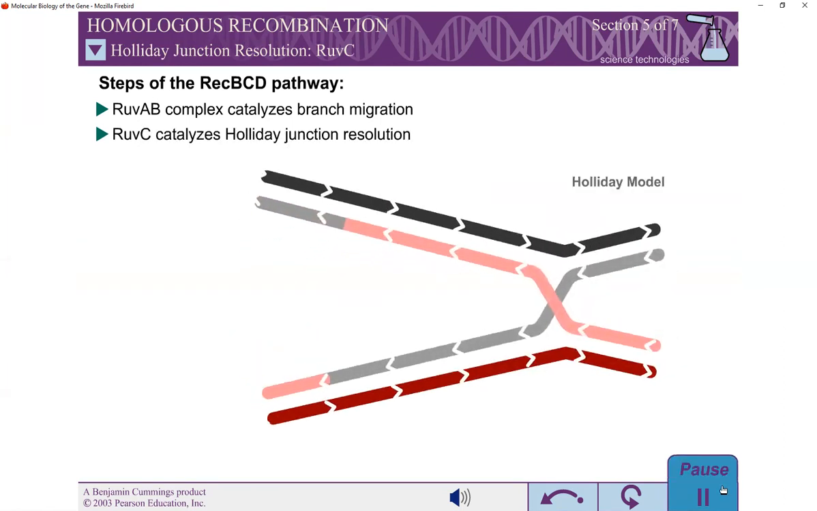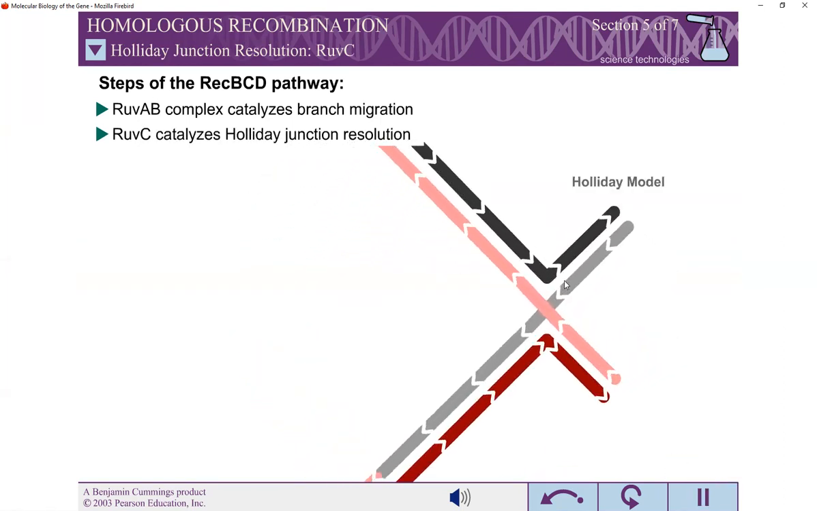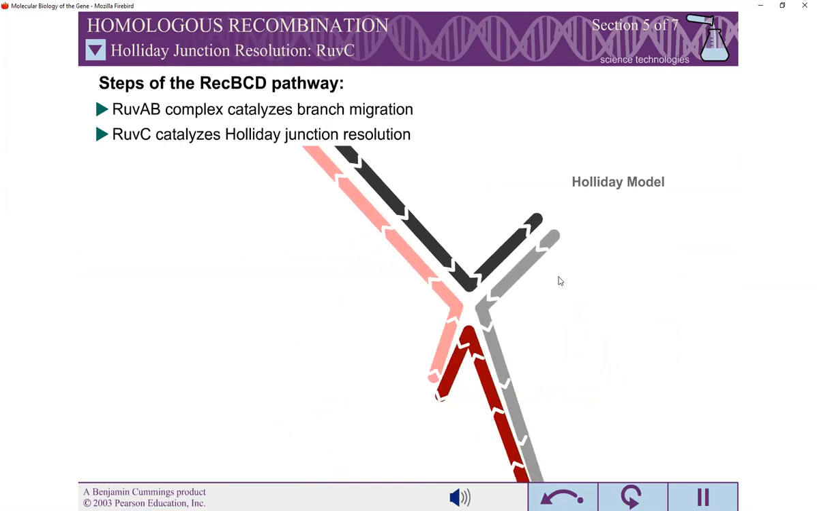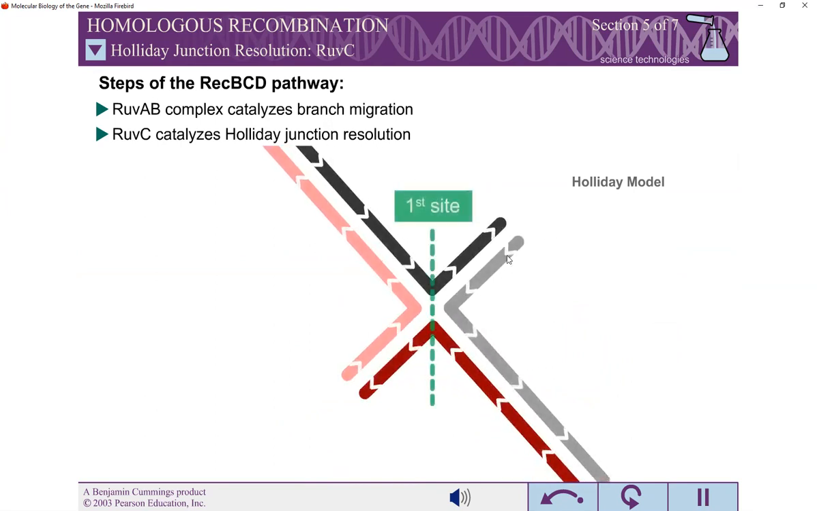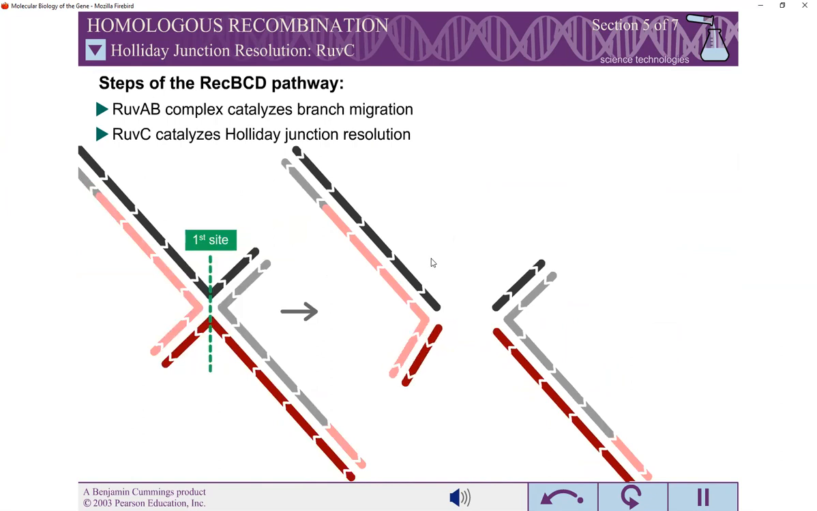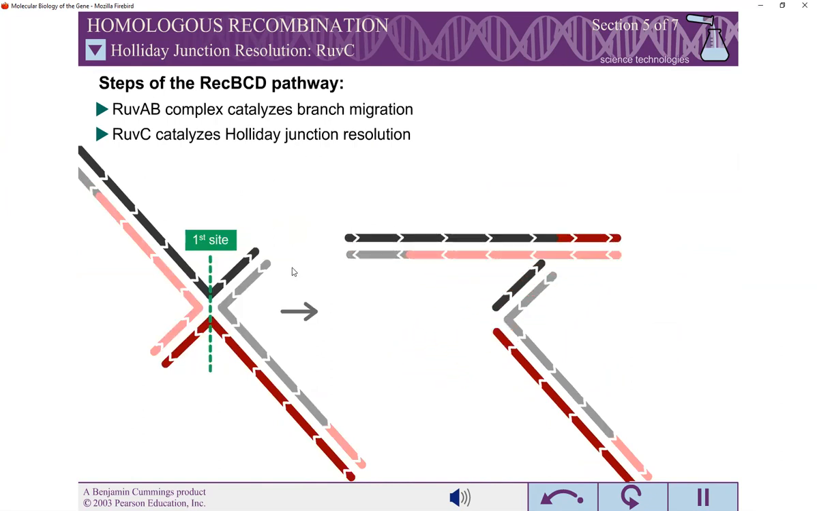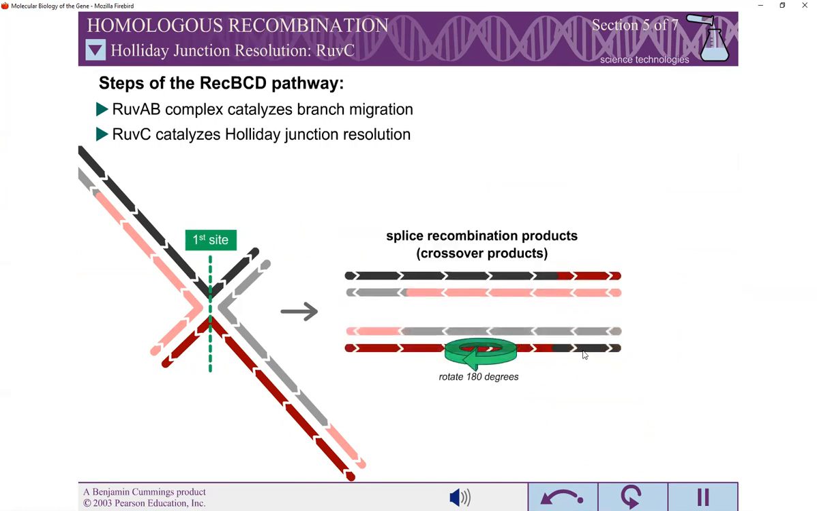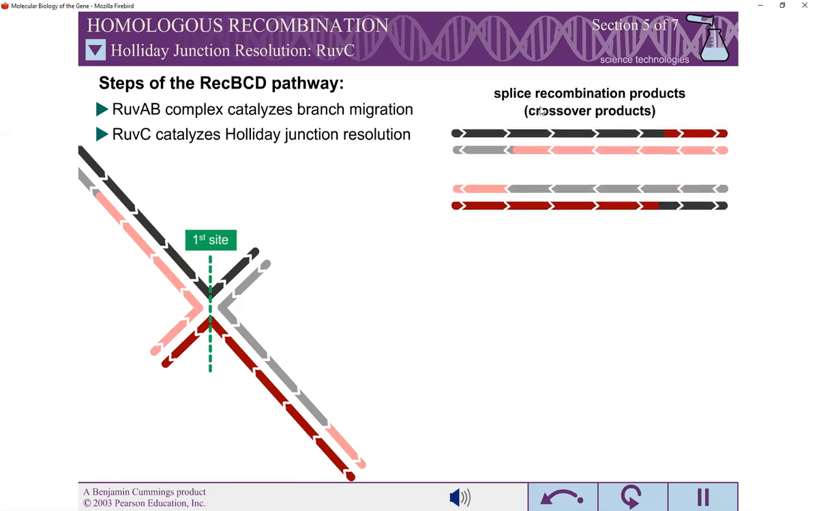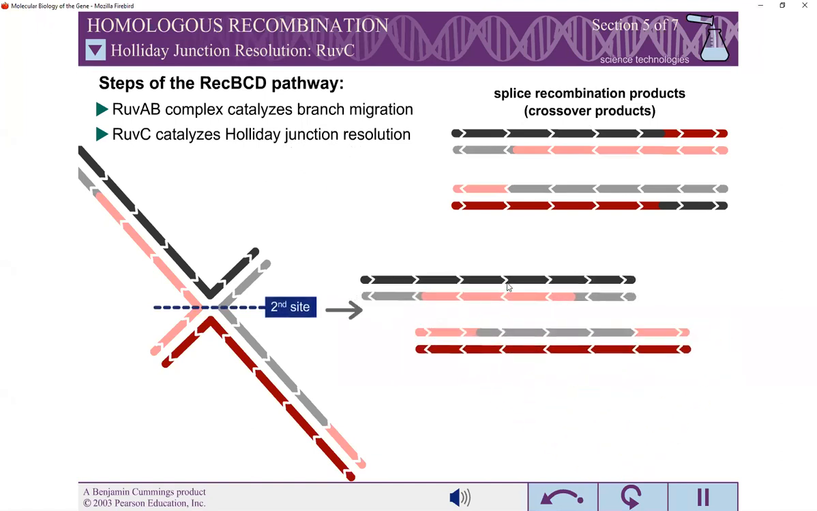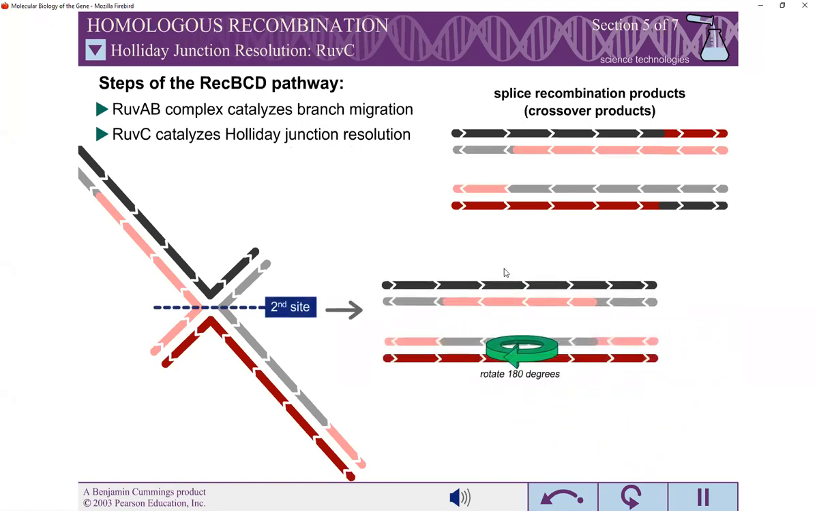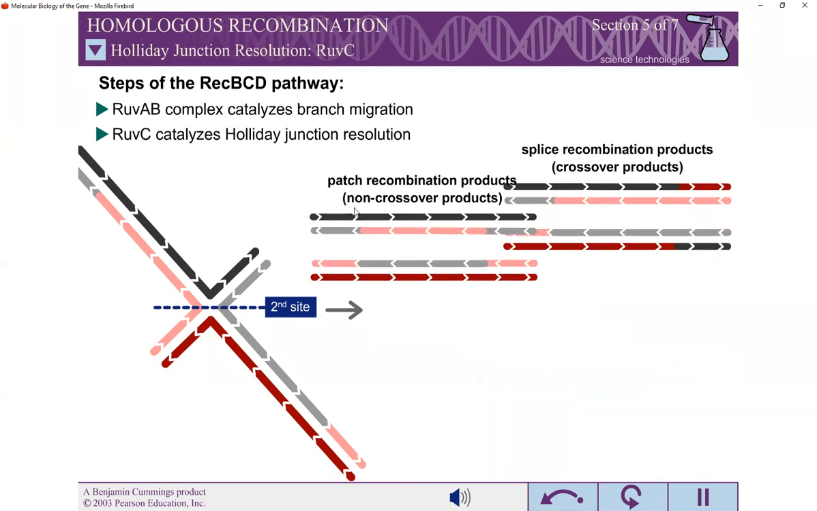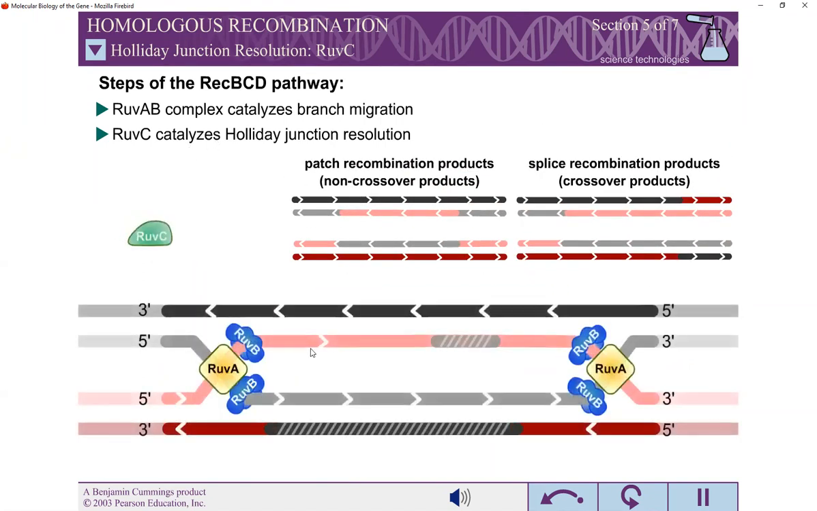The final step of the RecBCD pathway is Holliday junction resolution. Again, this step is similar to that of the Holliday model, except it can involve two Holliday junctions. As will be shown, the possible products are the same: patch recombination products, also called non-crossover products, or splice recombination products, also called crossover products. In the RecBCD pathway, this step is catalyzed by the RuvC endonuclease. Okay, there is another protein which is going to take part, and that would be referred to as RuvC endonuclease.